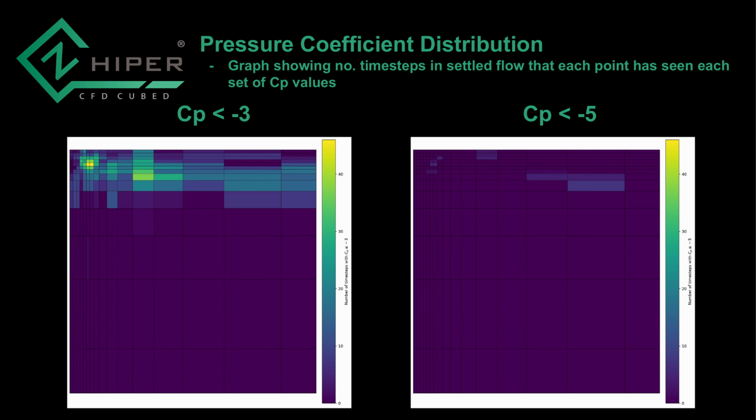So the question is, how often are these microbursts actually occurring? So there's two plots of the probe plate, so each square corresponds to one of the wake points in the experiment, and the graph shows how many time steps after the flow has settled, so after the first 5 time steps, and it shows how often each point has seen each set of CP values. So on the left you can see it's pretty frequent getting CP of -3, it happens quite a lot, whereas the -5 is only a couple of events where each location has actually seen these microbursts.